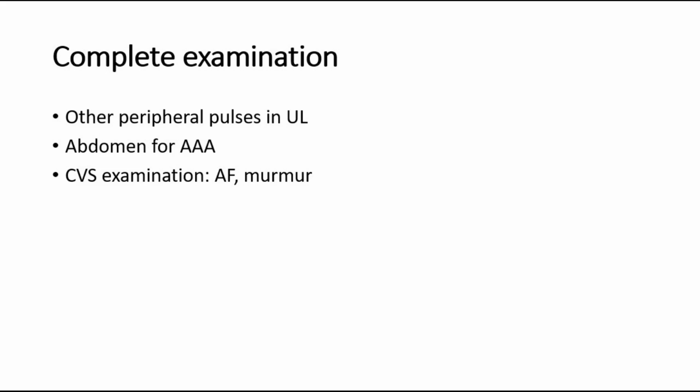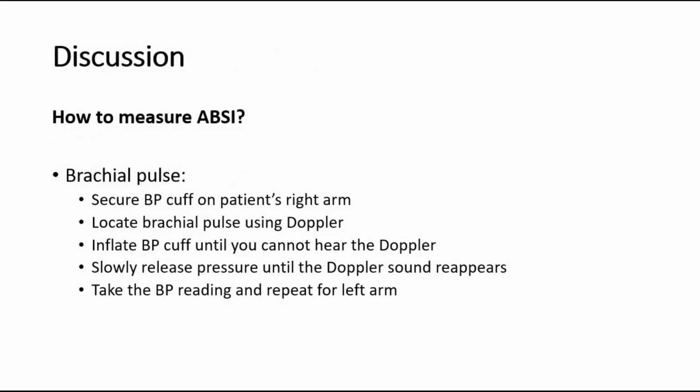murmur noted. So in discussion, we might be asked on how to measure the ankle brachial systolic index. So the equipment needed will be a handheld Doppler plus a BP cuff with the meter gauge. So first we will measure the brachial pulse first. First, secure the blood pressure cuff over the patient's right arm. Then we locate the brachial pulse using the handheld Doppler. Inflate the BP cuff until you cannot hear the Doppler.